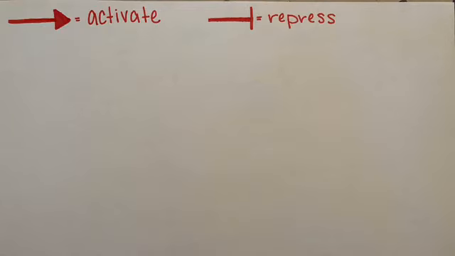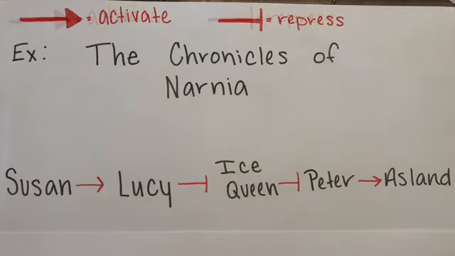In these pathways, we use an arrow to show when something is activated and a T-bar to show a repressing action. We are going to look at an example based on the Chronicles of Narnia. Here is the original sequence. Susan activates Lucy, who represses the Ice Queen, keeping her from repressing Peter, who activates Aslan.